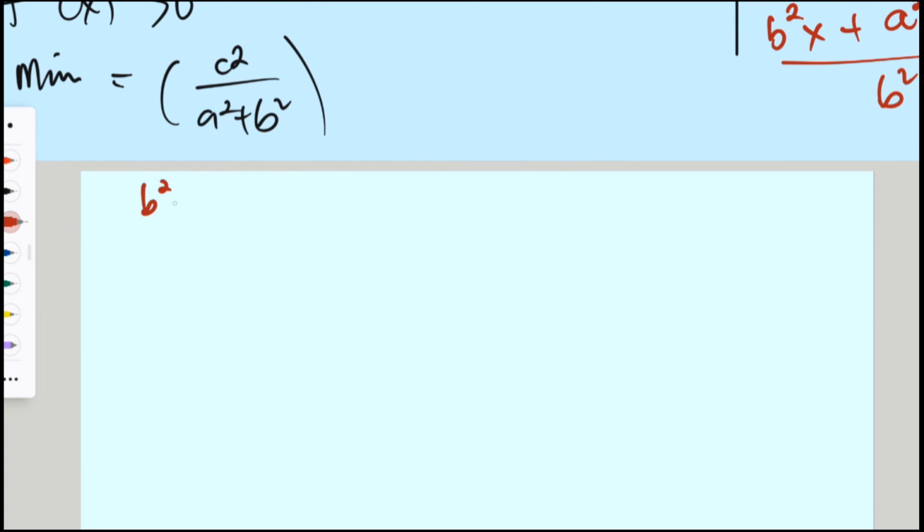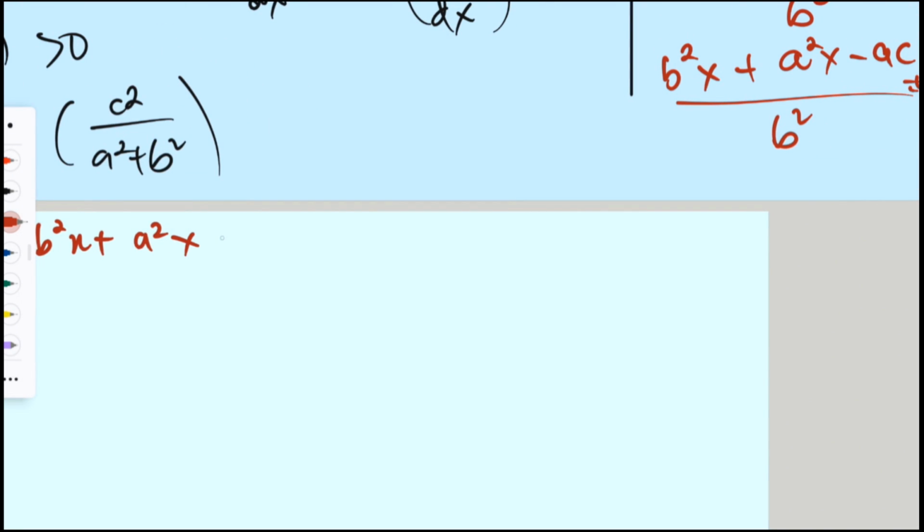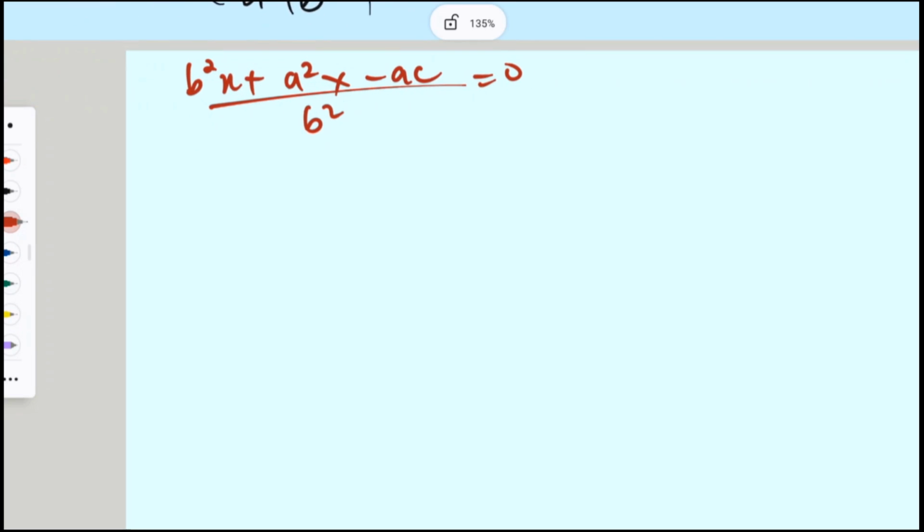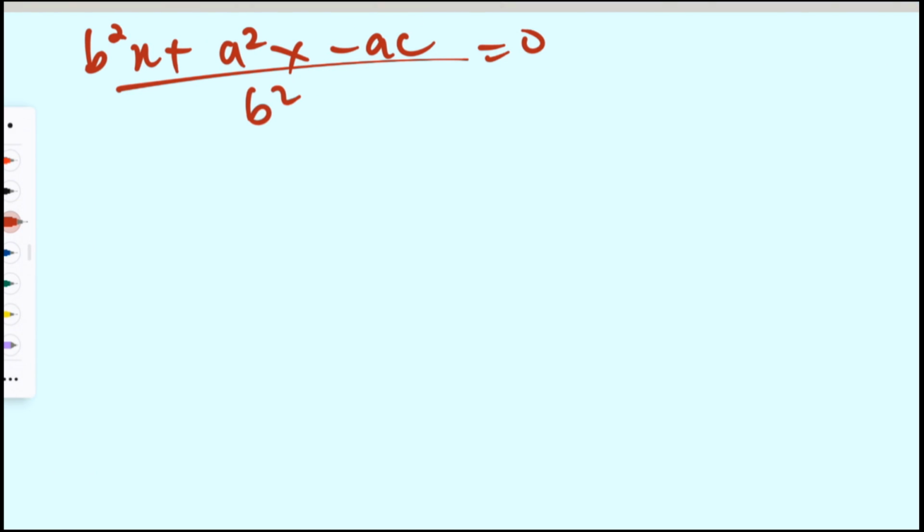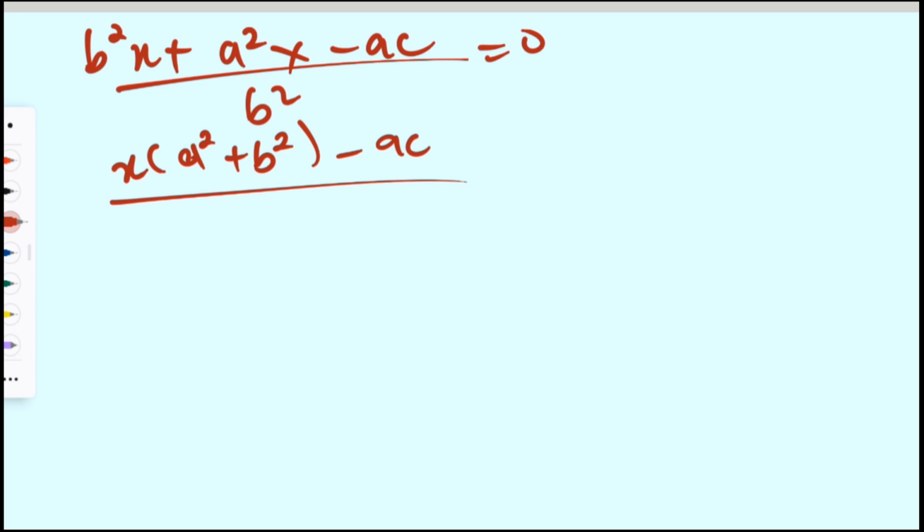b squared x plus a squared x minus ac over b squared equals 0. Okay, now let's move on. We have to find the value of x, so I'm just going to go ahead and factorize the x. So x times (a squared plus b squared minus ac over b squared), but I don't think I even need to put the b squared again, because when you cross multiply, it's going to cancel out, so equal to 0.